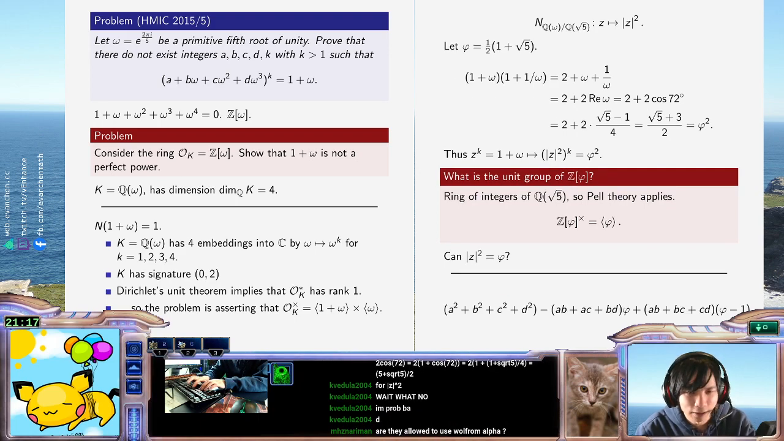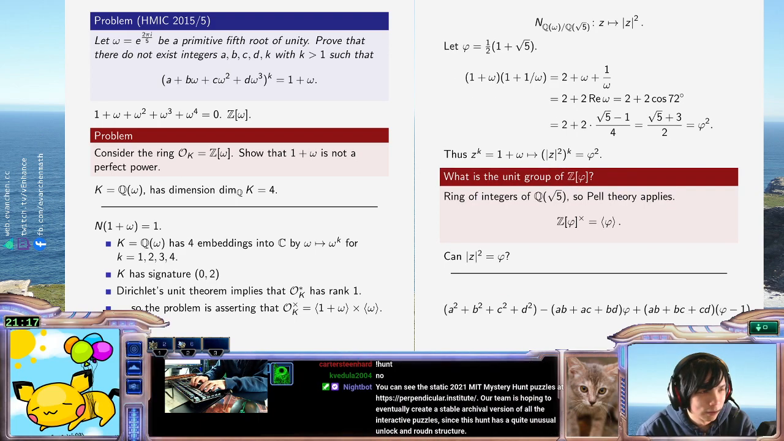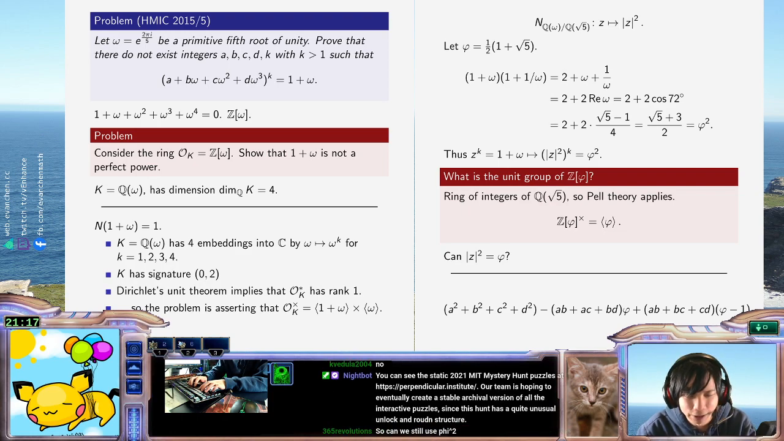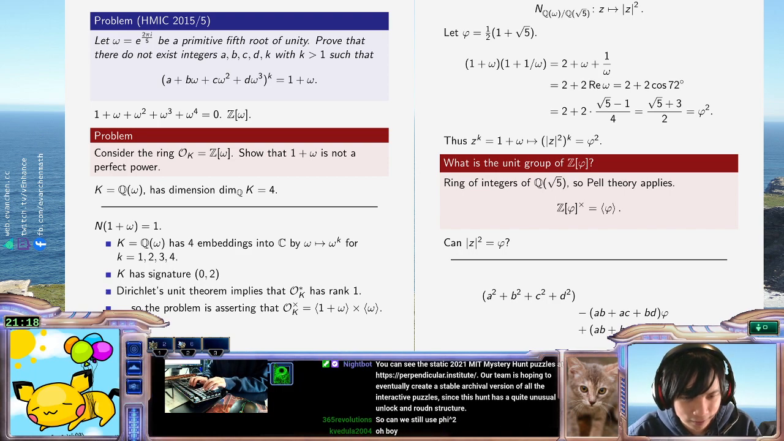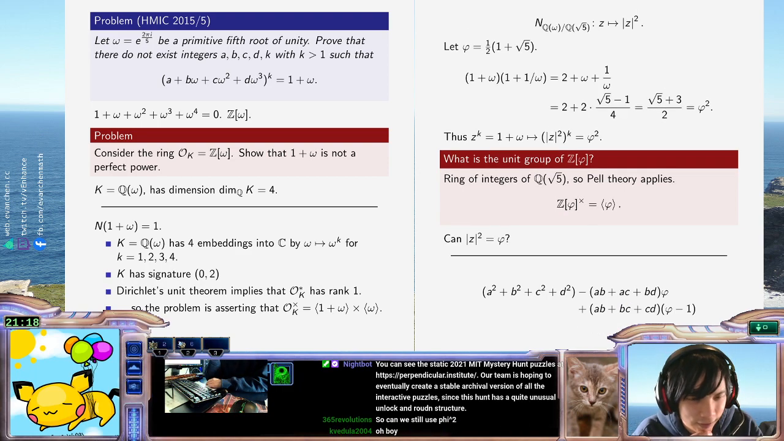Okay, so when you expand, apparently you get this, which I'll just take on faith for now. Someone please double check this calculation. Do I believe this?